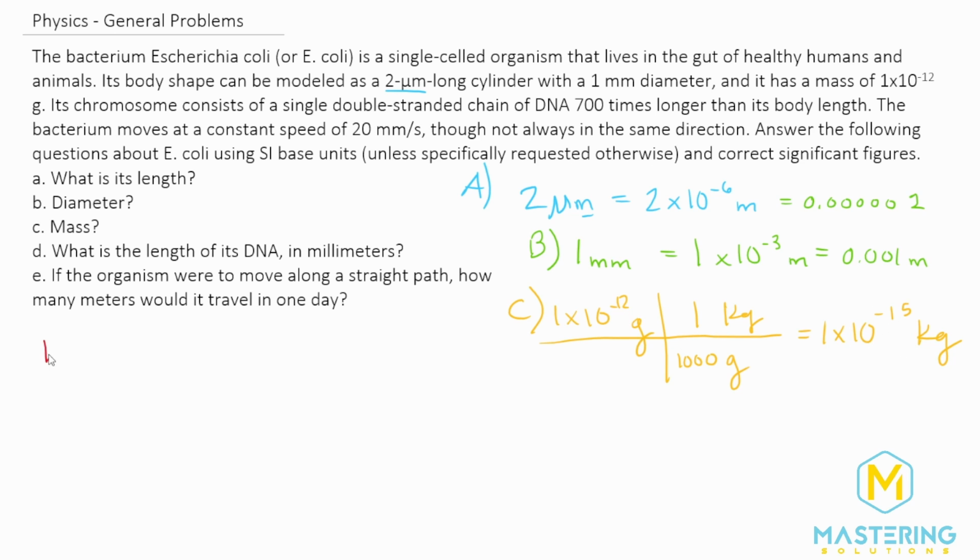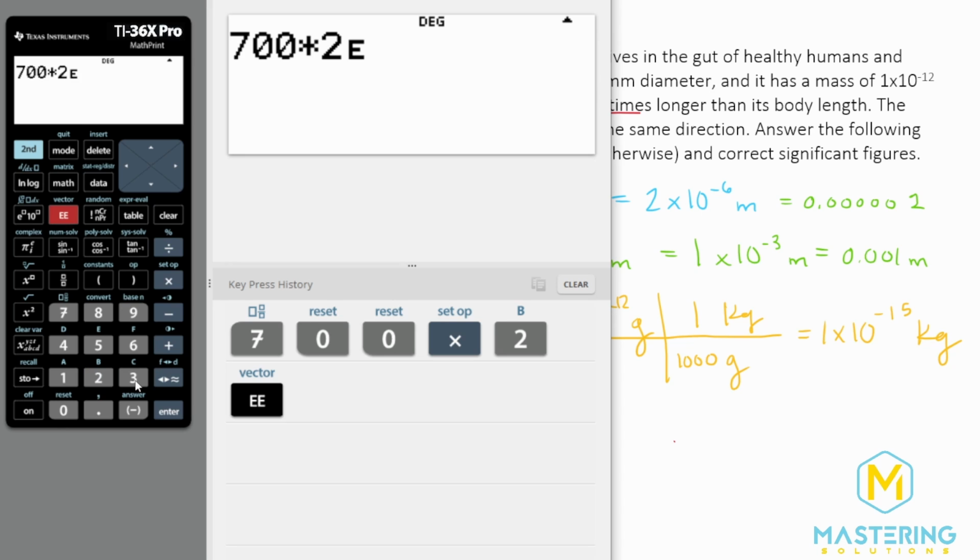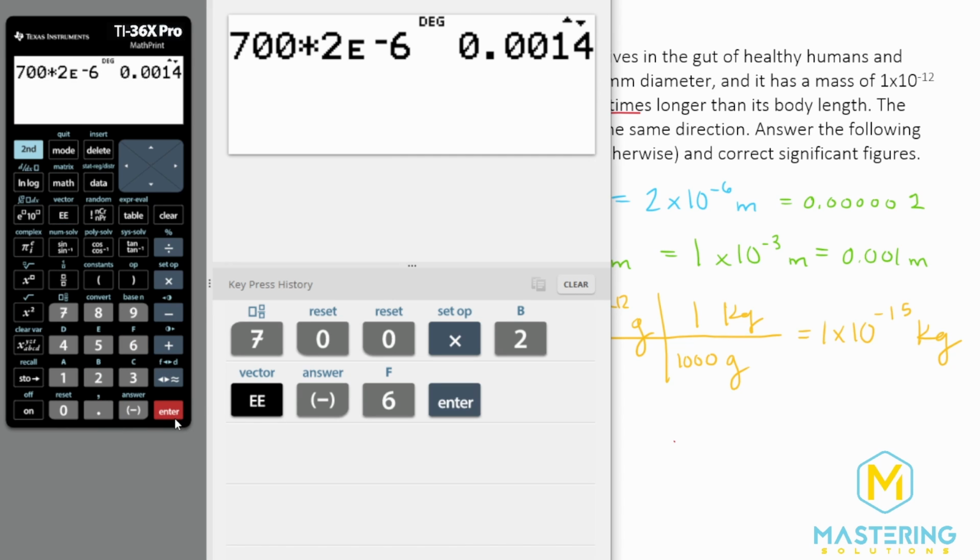All right, and let's move on to part D. And so for D, they say, what is the length of the DNA in millimeters? They tell us the DNA is 700 times longer than its body length. So the body length was part A. So we'll have 700 multiplied by 2 times 10 to the negative 6 meters. So if we plug that into our calculator, we have 700 times the length, which we said was 2 times 10 to the negative 6, is 0.0014.